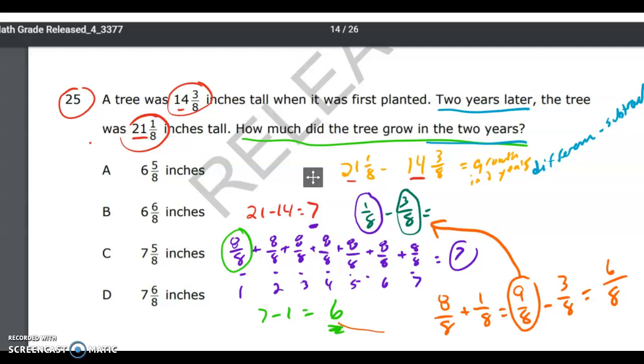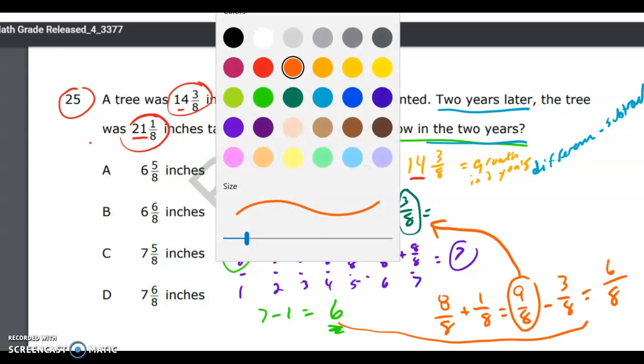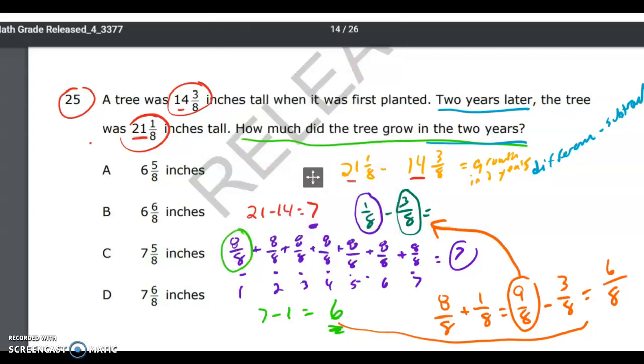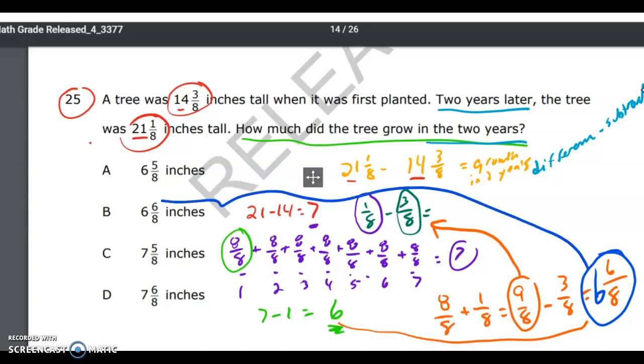Now we can't forget about this. This remains our whole number. And that 6 we have to put right here. So our answer, 6 and 6/8. Let's take a look. It's going to be B for your answer. Okay? So B for the answer, 6 and 6/8.